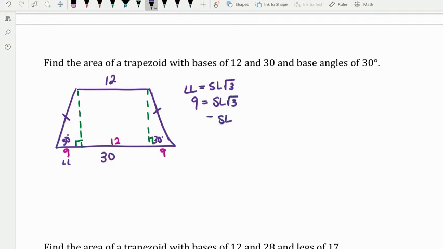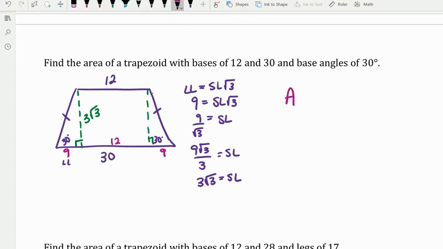So the short leg would be 9 divided by radical 3, which would be 9 radical 3 over 3 if I rationalize, which is just 3 radical 3 if we simplify. So the height of this triangle is going to be 3 radical 3. I'm sorry, the height of the trapezoid, or the triangle. Okay, so then we've got all the pieces we need.